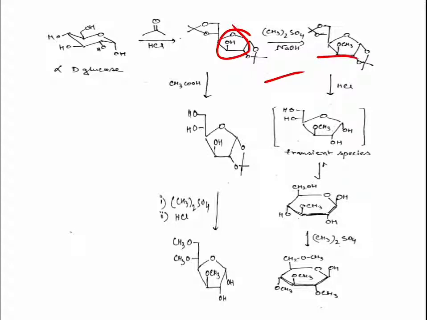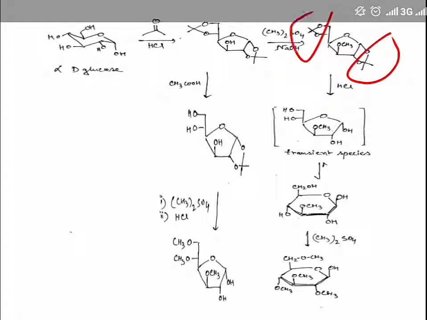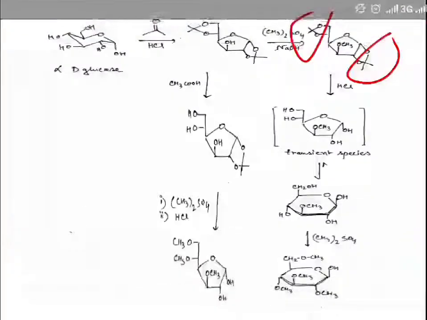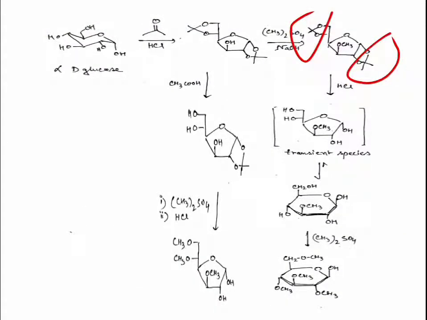And now if you add HCl, if you give acidic medium, then this will be opened, this also will open, and you will get this, which will readily give you the 6-member ring.